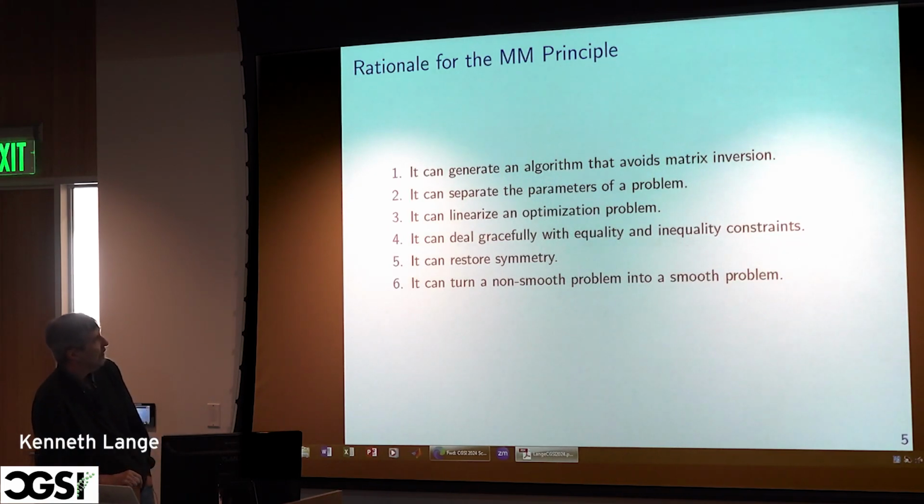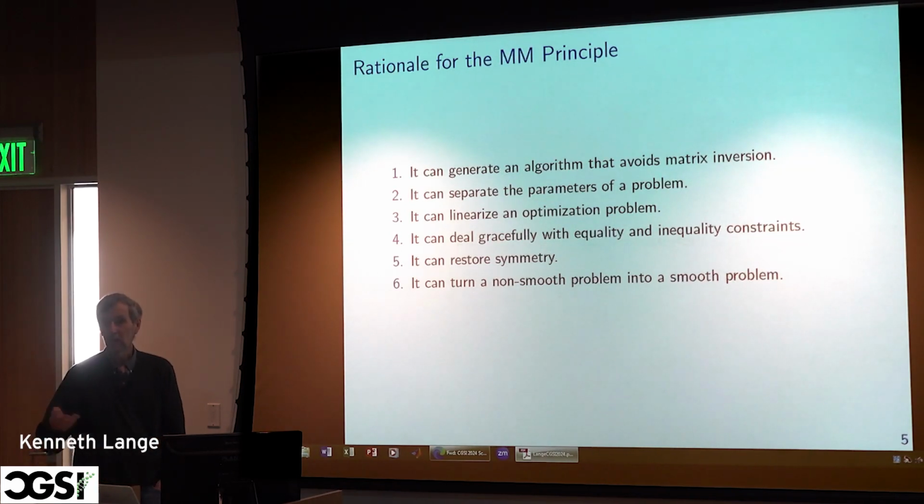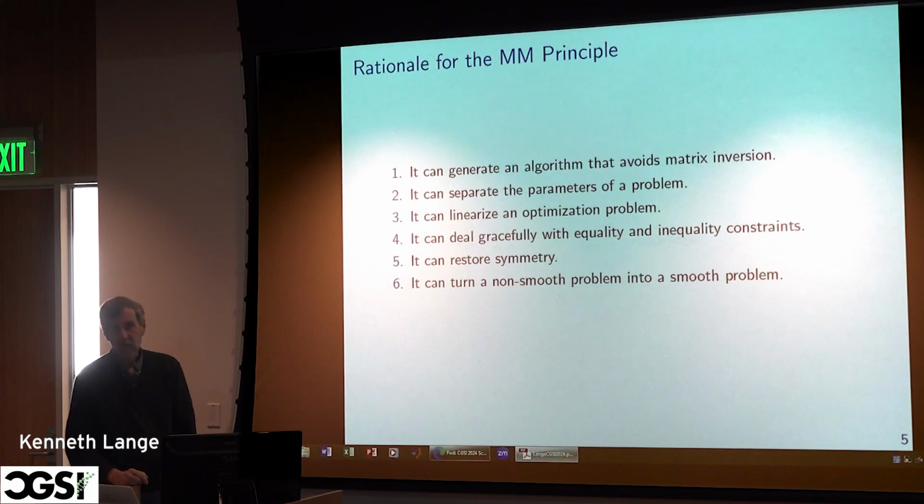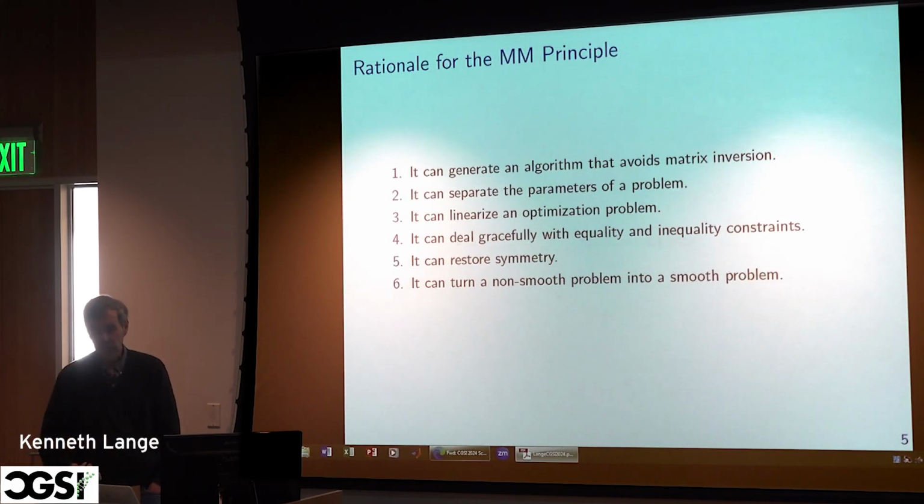MM can linearize an optimization problem. What that means is the surrogate is quadratic. When you look at a stationary point, you get linear equations. It can deal gracefully with equality and inequality constraints. It can restore symmetry. And finally, it can turn non-smooth problems into smooth problems. We'll see lots of these today.